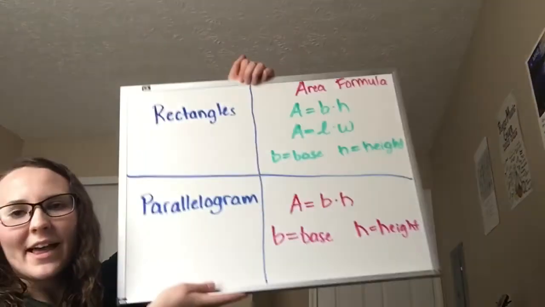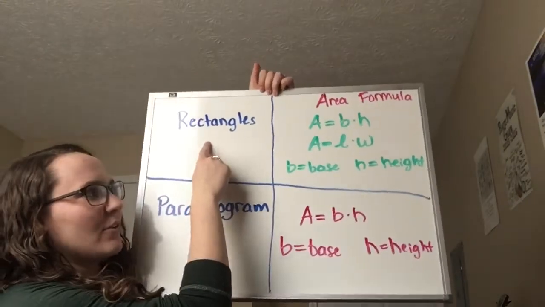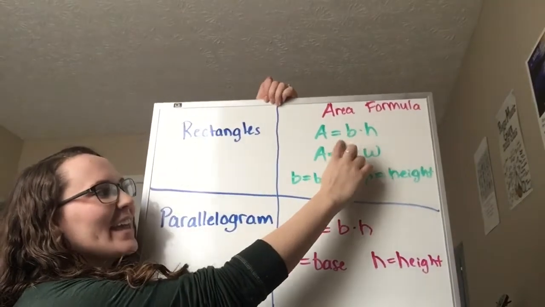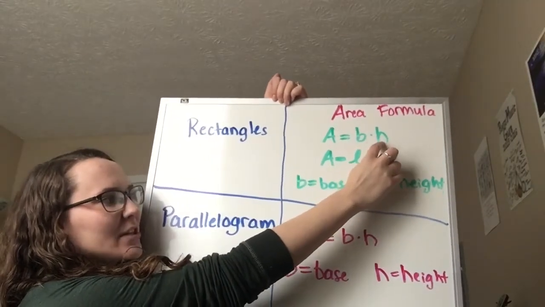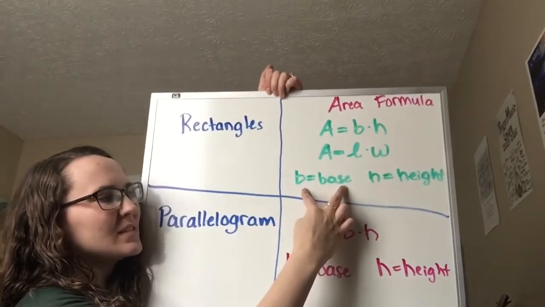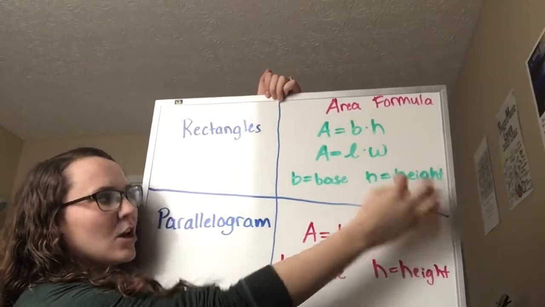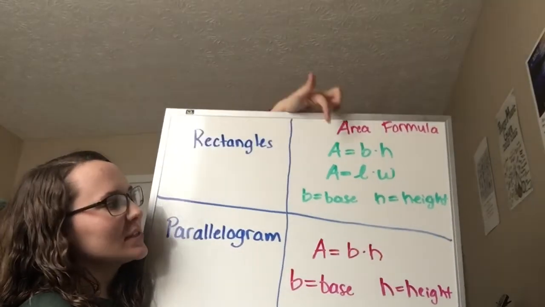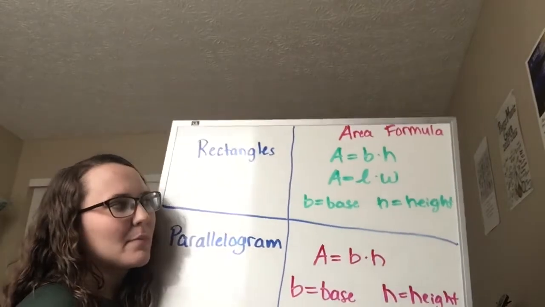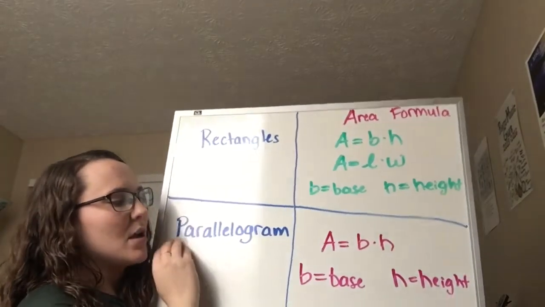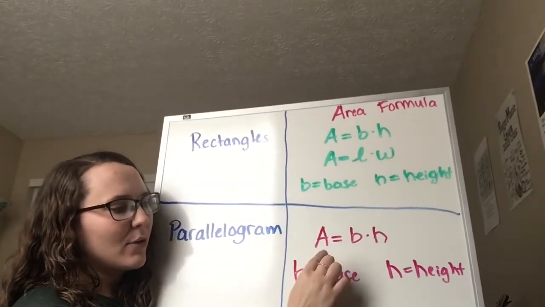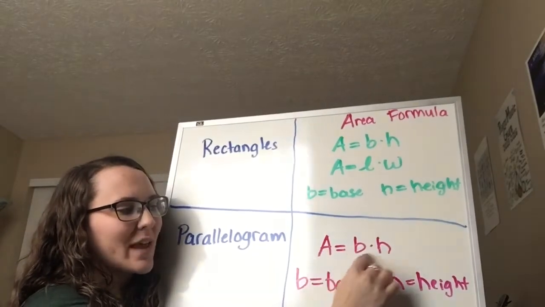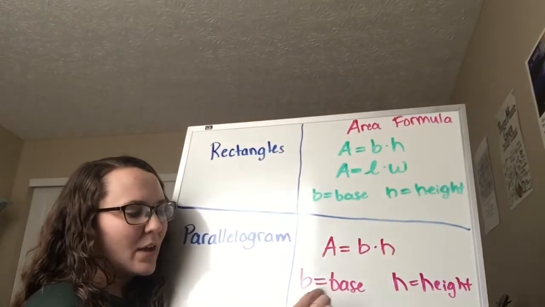Okay? So your notes so far should look something like this. Rectangle: the area formula is A equals B times H. B means base, H means height. Or you can have area equals length times width, but remember, we're not really using that one right now. Parallelograms: the area formula is also A equals base times height. B equals base.